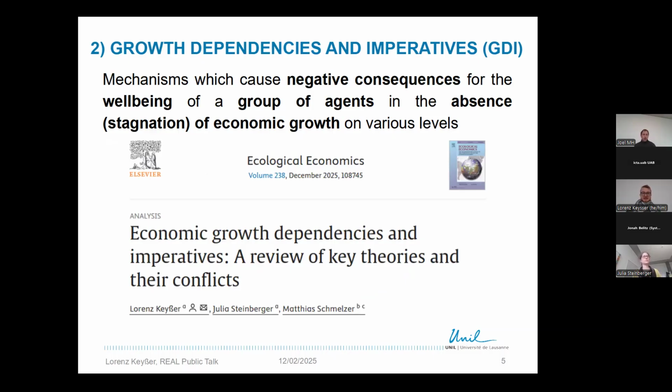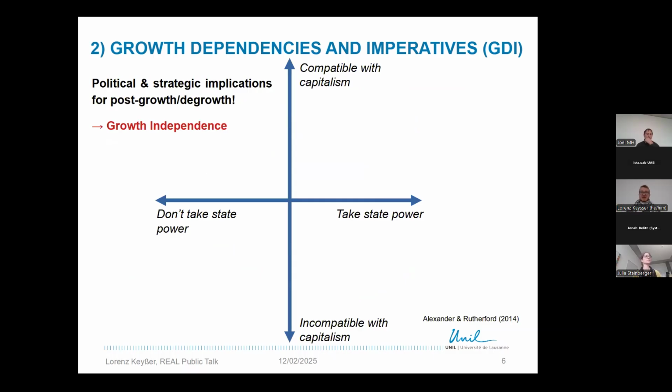The problem basically is that we have many different proposals of these mechanisms, but they have strong implications. Different mechanisms have strong political and strategic implications for post-growth and degrowth, because they imply how growth independence would look. If we propose a specific mechanism of what causes GDI, we would need to overcome this mechanism, so change the mechanism, so that we achieve independence of economic growth. The proposal of post-growth and degrowth is to achieve a social structure where we have well-being that is completely independent of economic growth, right?